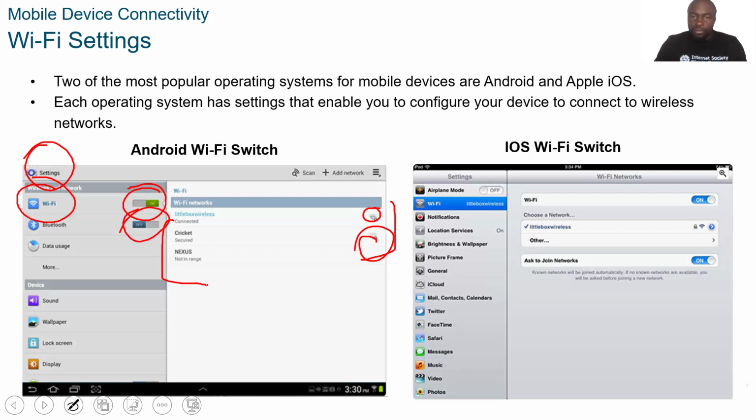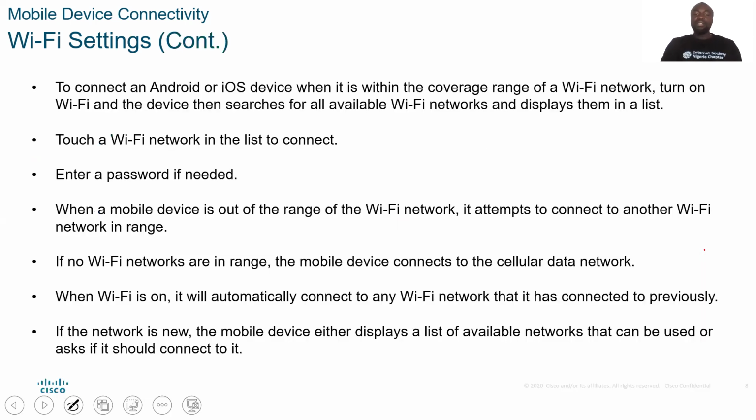It's wrong. Then if you're using iOS, you go to settings and then you go to Wi-Fi, then you turn it on here, and then you see the list, then you select it. So to connect an Android or iOS device when it is within range of a Wi-Fi network, turn on the Wi-Fi, and the device then searches for all available Wi-Fi networks and displays them in a list. Touch a Wi-Fi network in the list to connect.